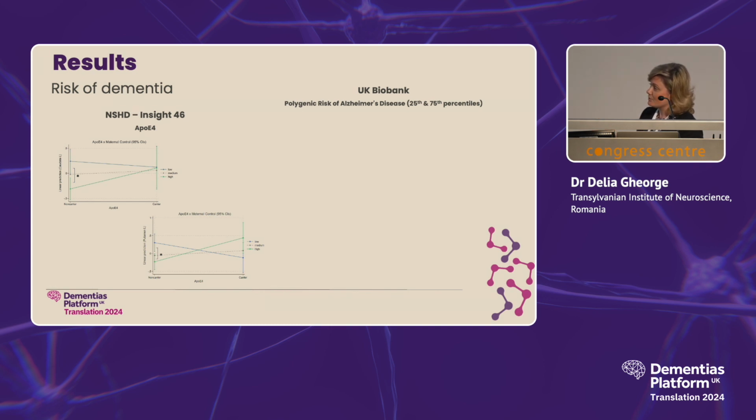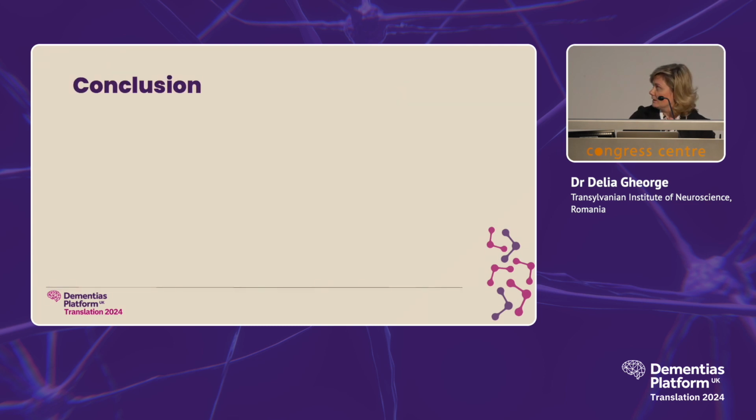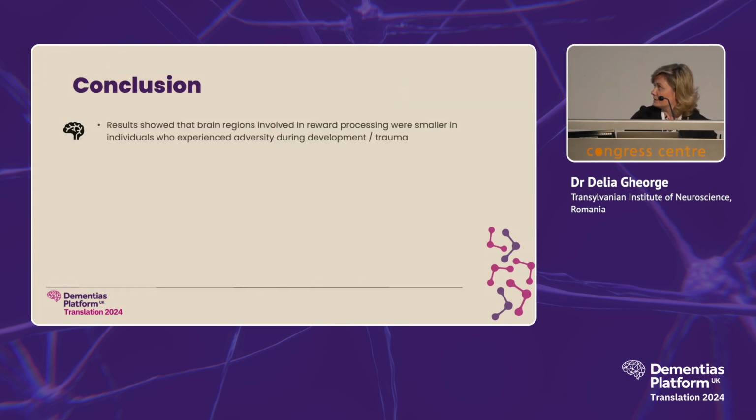However, it's basically showing us that those reductions in brain volumes, both in NSHD and in the UK Biobank, were really present in either ApoE4 non-carriers or those with low polygenic risk. So we're moving forward to try to understand this.